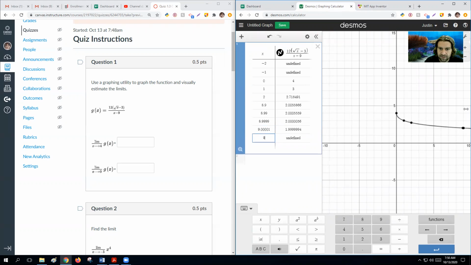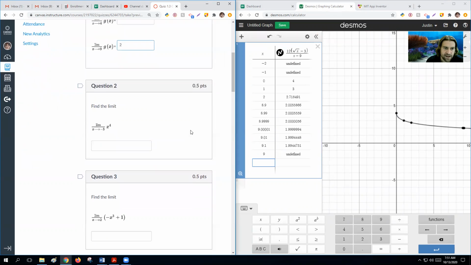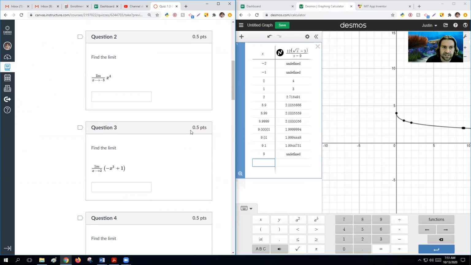9.0001. So you can see here, if I were to go right to 9, it's undefined, but as I get closer to 9, the value gets closer to 2. So if we don't know, we have to type it into Desmos. Okay, so let's look at the rest of these here and just kind of talk about them, and you guys should be okay with this.